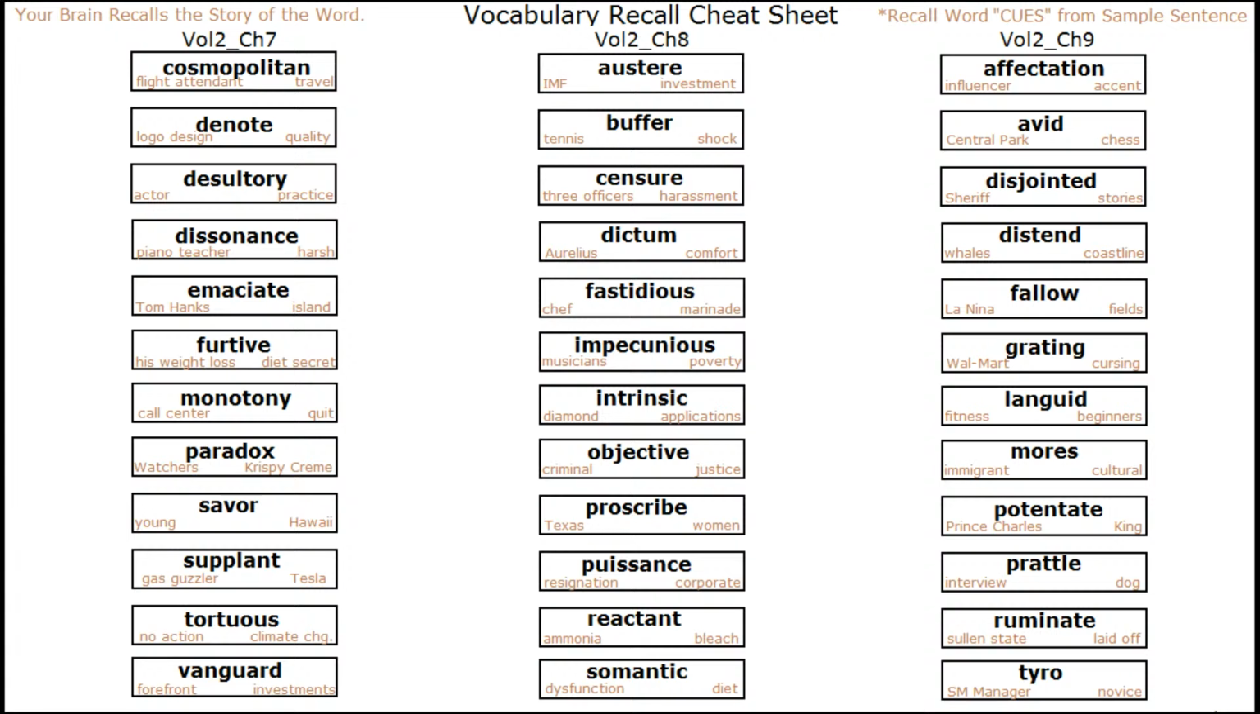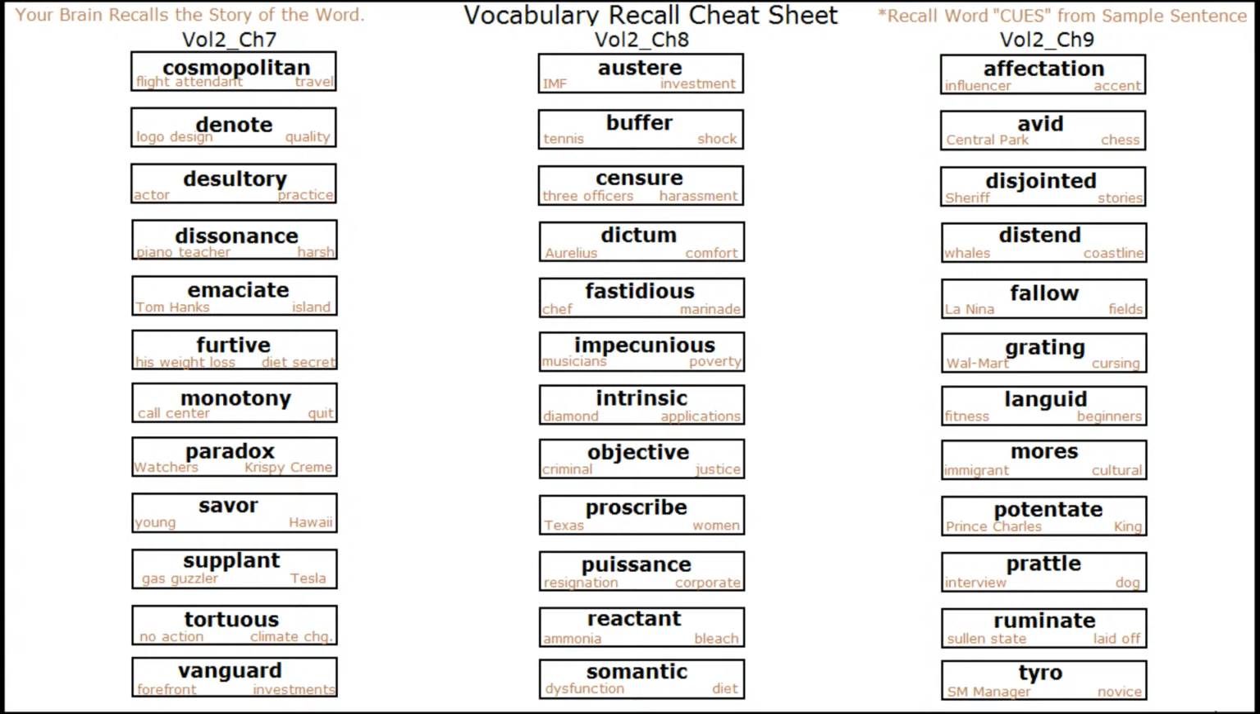Mores, M-O-R-E-S, that had to do with those who are settling in a new country, and you may violate cultural norms or mores. So we see immigrant and cultural there, and that was a sample sentence, and that allowed you to really appreciate the word itself and what it means and the context.